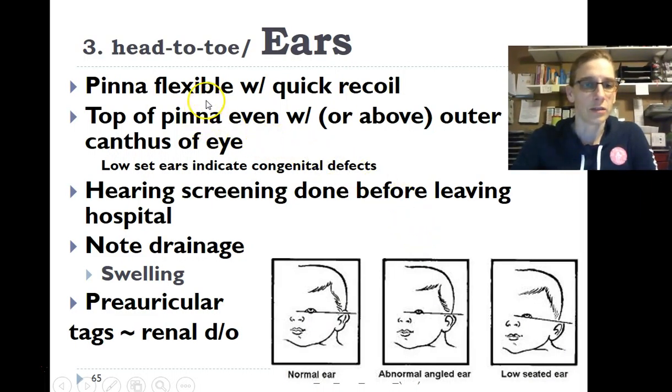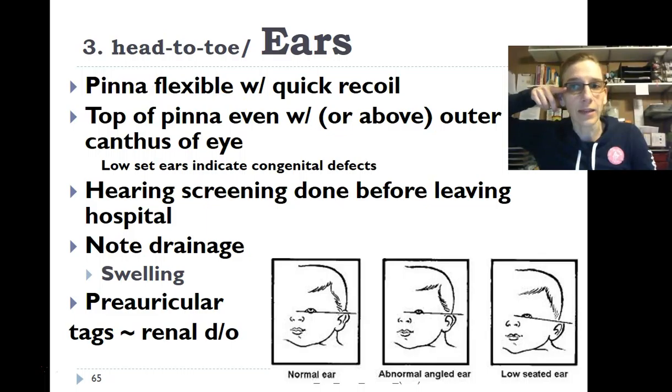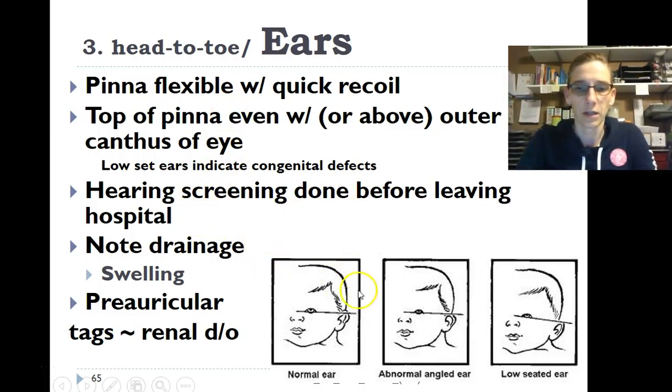All right, ears. Their pinna, the top of the ear, is very flexible with very quick recoil, so the ear pops back up quickly. The top of the pinna is even with or above the outer canthus of the eye. Okay, so here are your pictures down here. This is an abnormally angled ear. And this is your low-seated ear. Low-set ears will sometimes indicate congenital defects, such as Down syndrome.